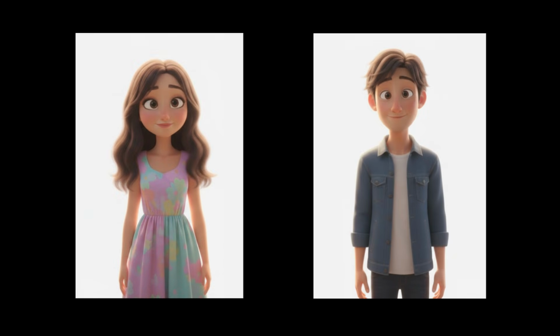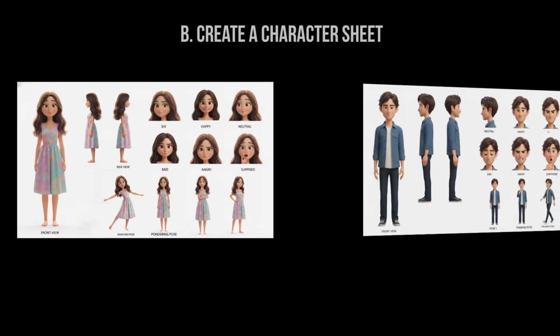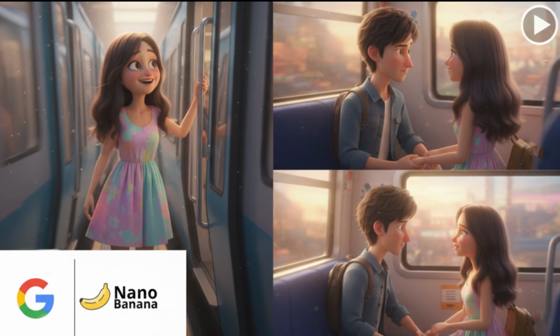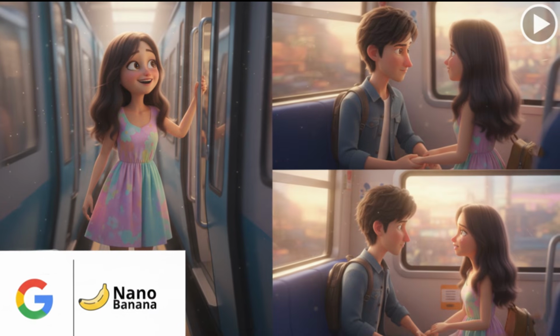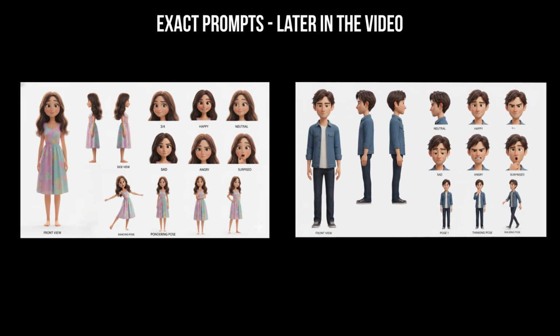Once your character images are ready, you have 2 options. Generate scenes directly using your prompts and characters, or create a character sheet to capture different emotions, expressions, and angles. This step is optional. Nano Banana is already great at keeping characters consistent. But if you want maximum control, I'll share the exact prompts I use later in the video. But before I show you how to generate full scenes, look at what this can actually do.